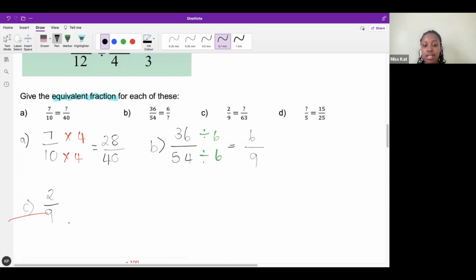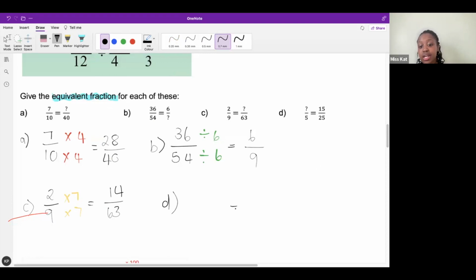Okay, the third one is 2 over 9, and this is equivalent. I was about to say equal. It's equal to something over 63. Now, how did we get from 9 to 63? Times by 7. You guys are on fire today. So then I have to times both by 7. So then what is my new numerator? 14. Beautiful.